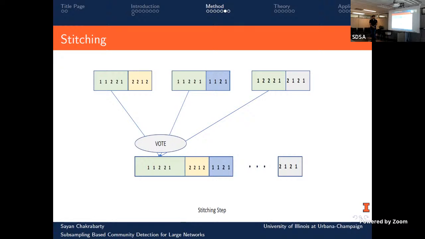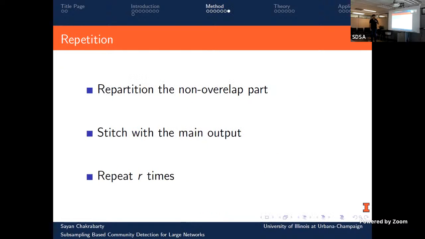Now, in this process, we assign too much importance to the overlapping part because we are performing s many community detections on the nodes inside the overlapping part. But for the non-overlapping part, we are performing only 1 community detection. So the accuracy rate is very high inside the overlapping part, but not for the non-overlapping part. To improve that, we have an additional step called repetition, where we repartition the non-overlapping part again and again, and then we stitch using the same mechanism with the main output that we got. We repeat this r times depending on our computation resources. As we increase r, the accuracy increases, and computation time also increases. So depending on our computation resources, we can decide on r.